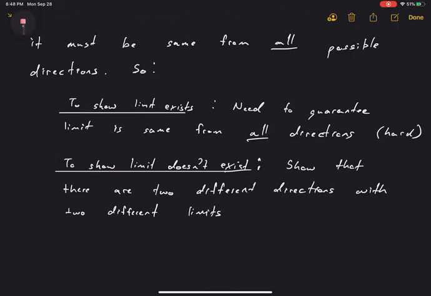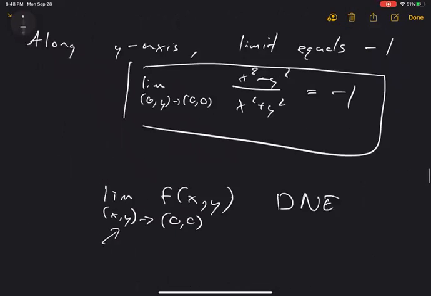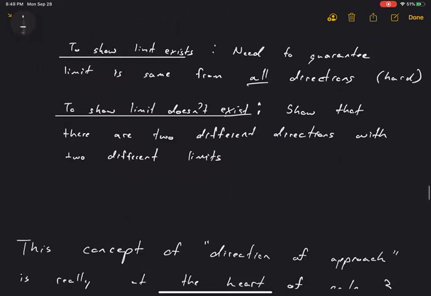And what we've just done, we just showed that a limit doesn't exist, right? And that's kind of easier to show, at least conceptually. To show that a limit doesn't exist, all we need to do is find two different paths with two different limits.